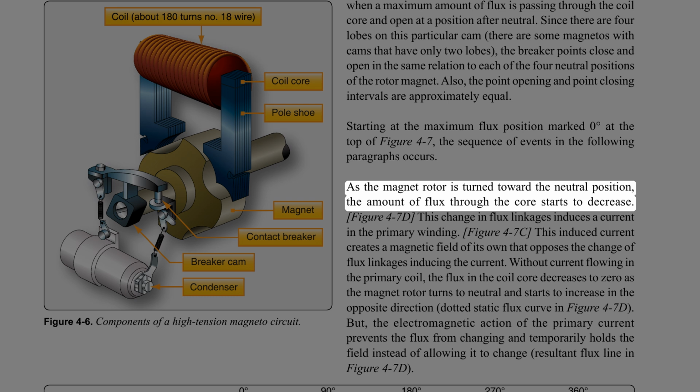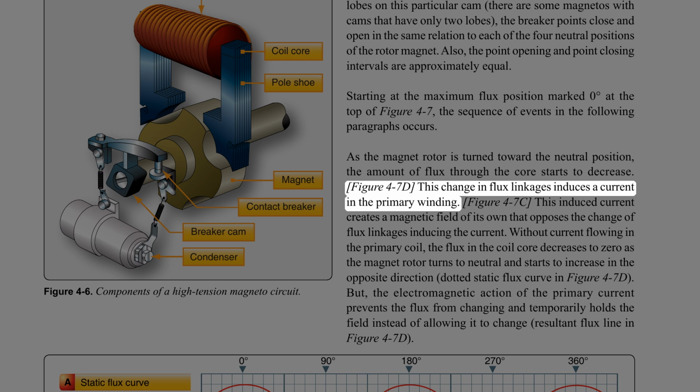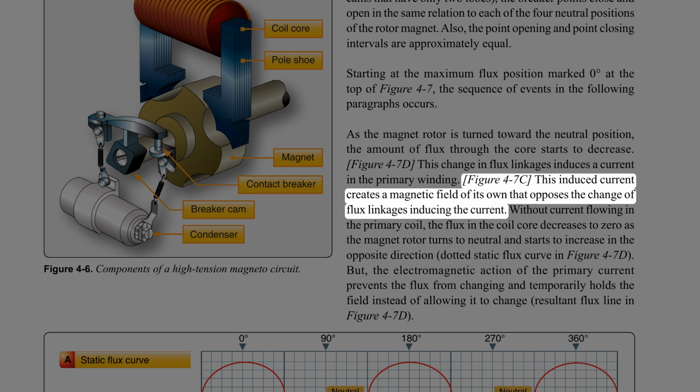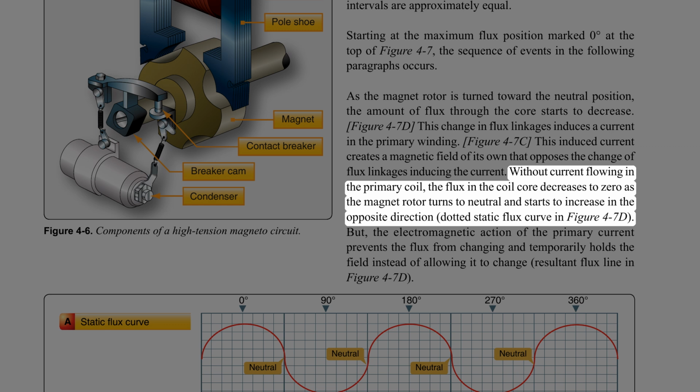As the magnet rotor is turned toward the neutral position, the amount of flux through the core starts to decrease. Figure 4-7D. This change in flux linkages induces a current in the primary winding. Figure 4-7C. This induced current creates a magnetic field of its own that opposes the change of flux linkages inducing the current. Without current flowing in the primary coil, the flux in the coil core decreases to 0 as the magnet rotor turns to neutral and starts to increase in the opposite direction. Dotted static flux curve in Figure 4-7D.